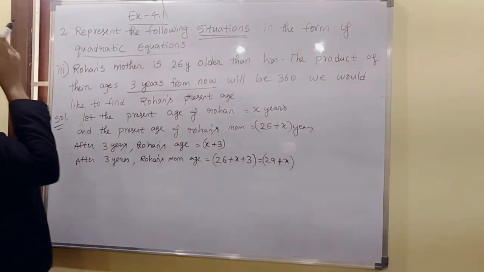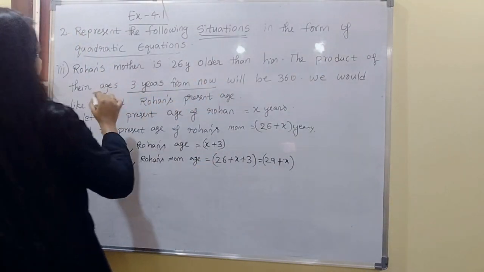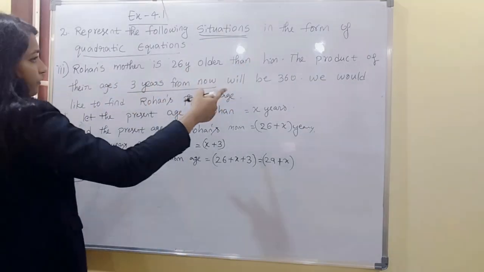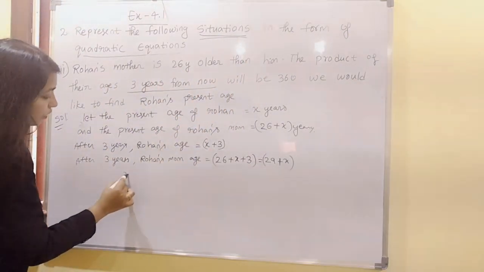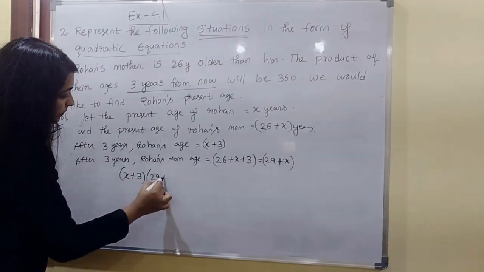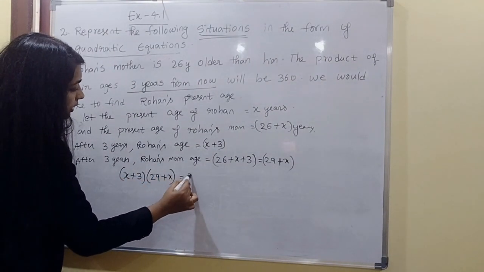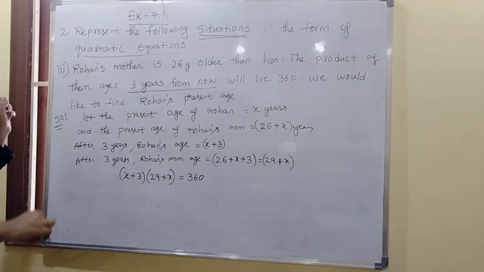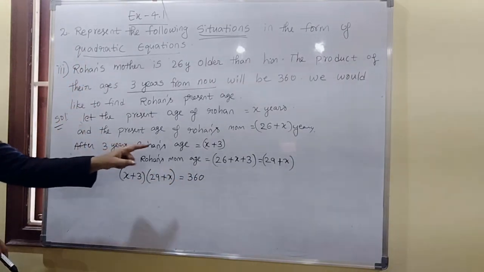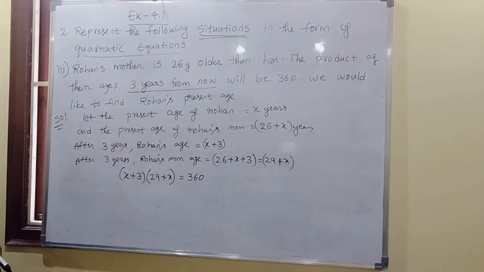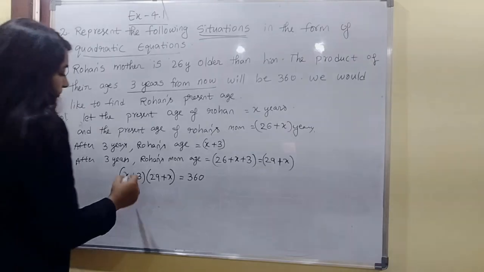Okay, now what is given? The product of their ages 3 years from now will be 360. It means we take x plus 3 and 29 plus x is equal to 360. You understood? Is it clear? So we take the product of future ages, that is x plus 3 and 29 plus x is equal to 360.